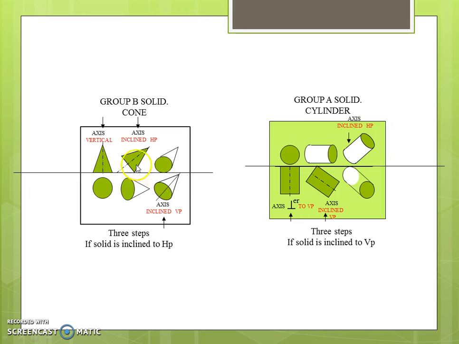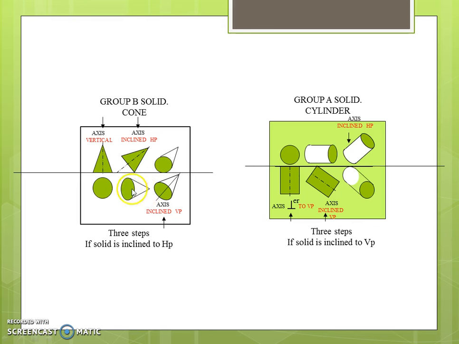In the third step, we make the other inclination. Here the axis is inclined to HP, as shown. Next, the axis is inclined to VP. So in the third step, both inclinations are there in this three-step method. The first inclination we have shown here. The other inclination we have to show in VP, that is, in the top view. So this top view is tilted according to the inclination given.